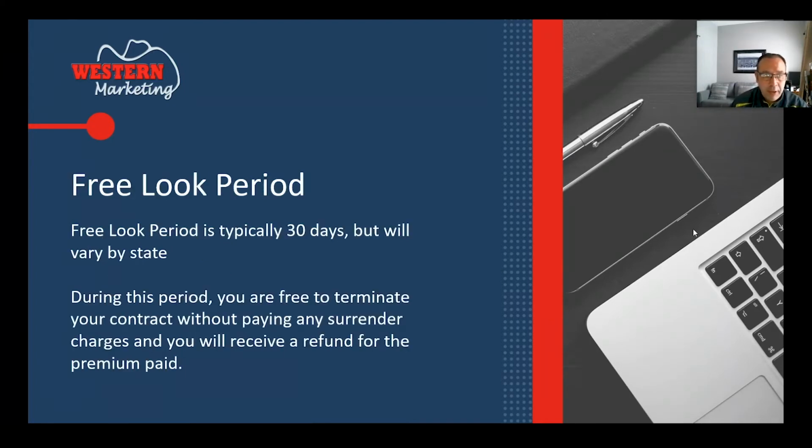A free look period is basically a time in which an annuitant or owner of an annuity can receive that annuity and decide they don't want to purchase it. They don't want to keep it. It allows them to receive it, view it, and if something doesn't seem quite right to them, they can surrender it, and that is what is called a free look period. That is typically 30 days, but can and will vary by state. Now, during this contract period, like I said, you can get a refund of the premiums paid in.